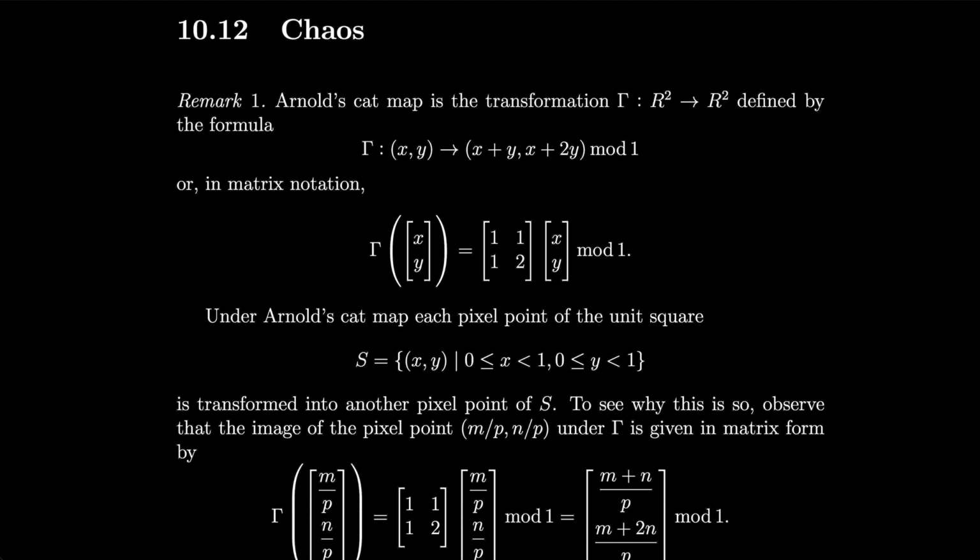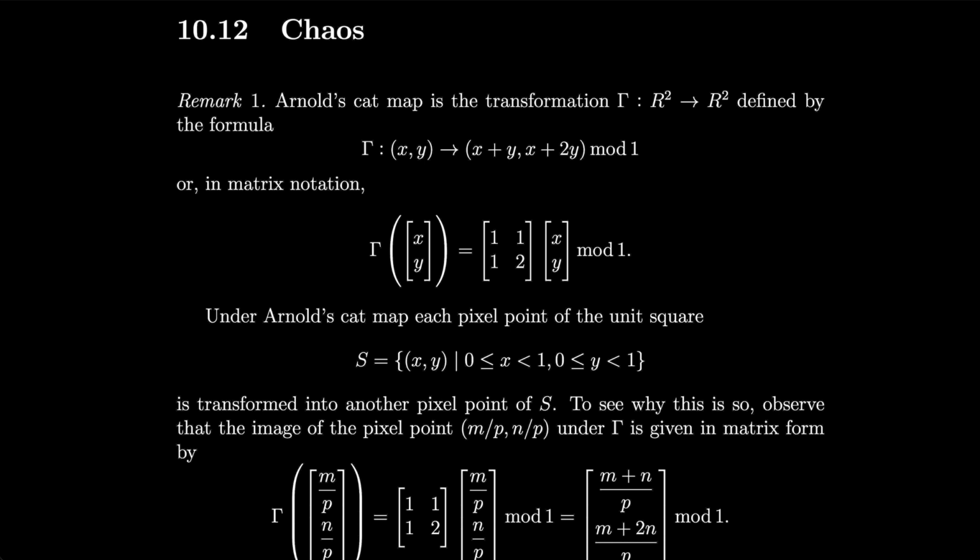So in matrix notation, that would be gamma of (x, y) is sent to the matrix [1, 1; 1, 2] times (x, y) modulo 1. Under Arnold's cat map, each pixel point of the unit square, where S is the unit square, defined by the set of points where x goes from 0 to 1, y goes from 0 to 1, so it's just in that upper right quadrant, is transformed into another pixel point of S.